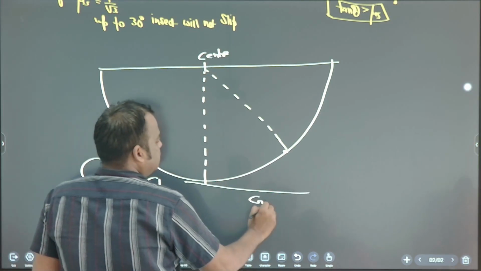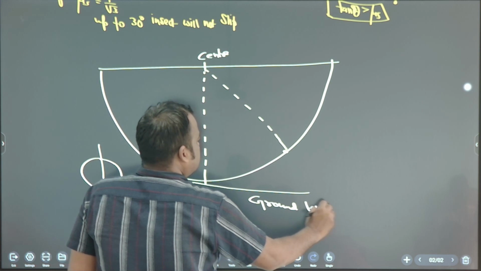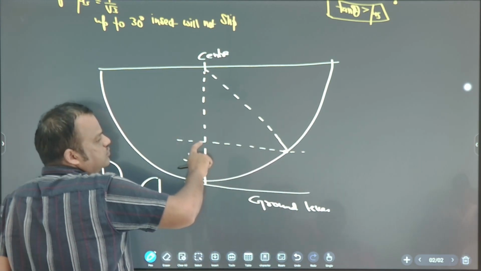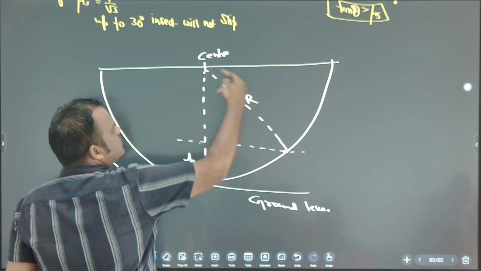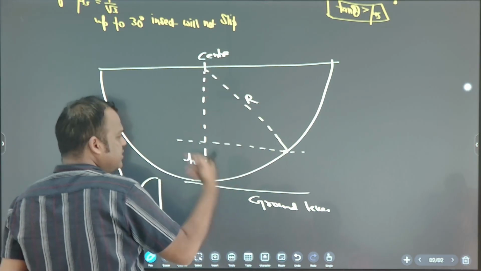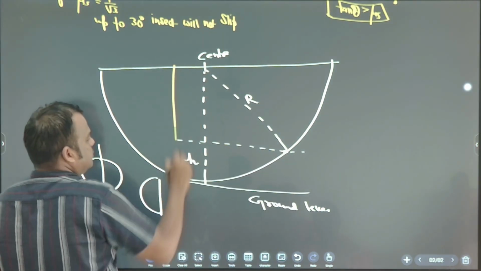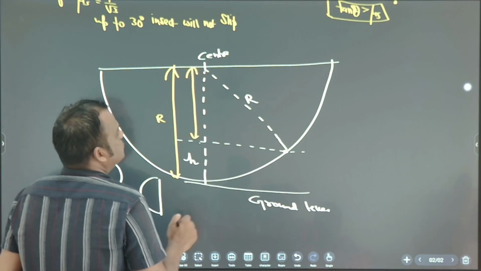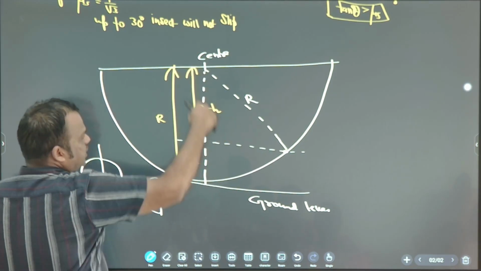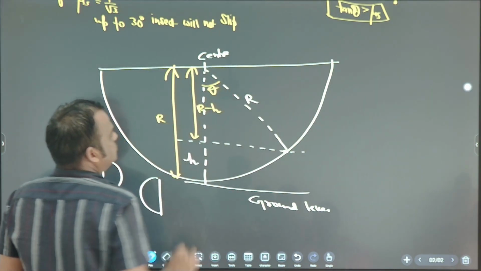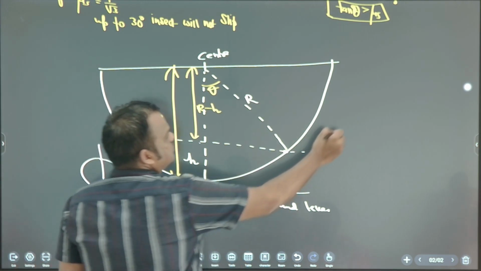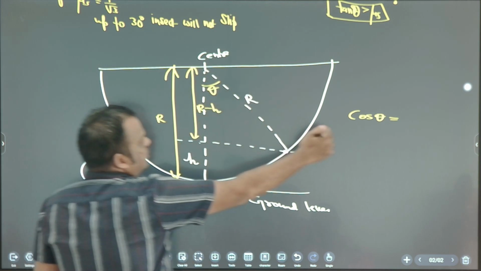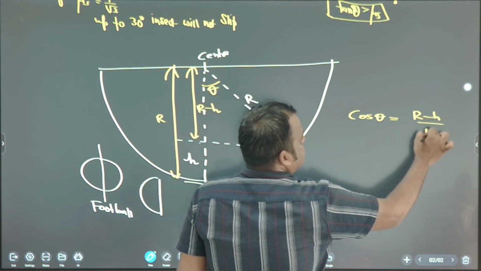This is the ground level. Up to what height is it going? H. This is R, the radius. This is also a radius. So how much is this? R minus H. And this angle is theta. So what is cos theta? Tell me. R minus H by R. Good.